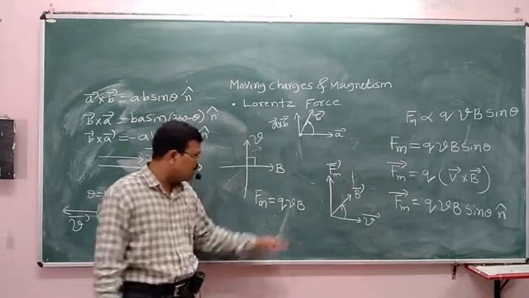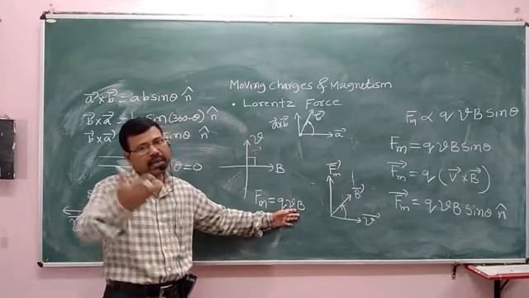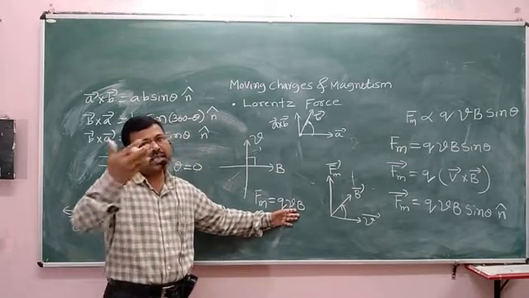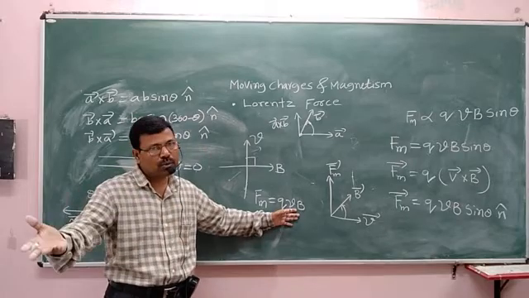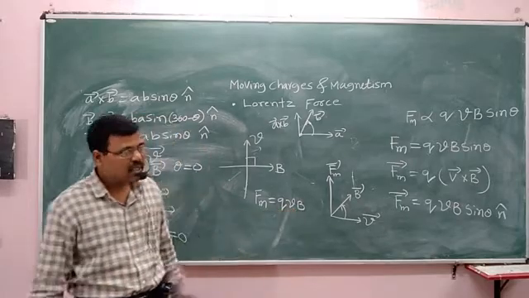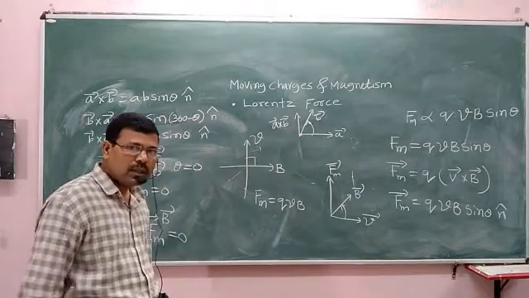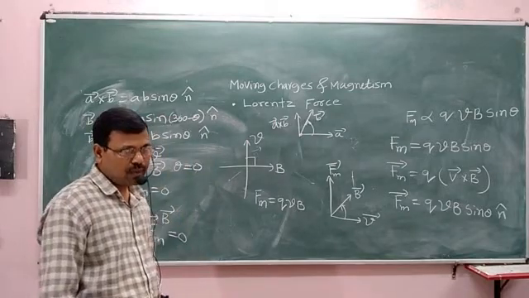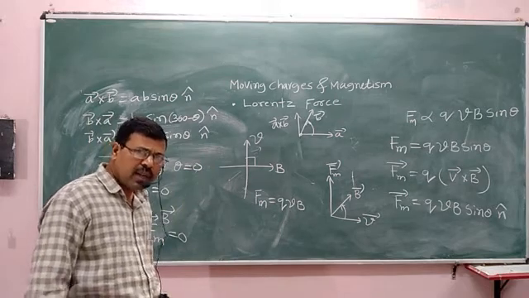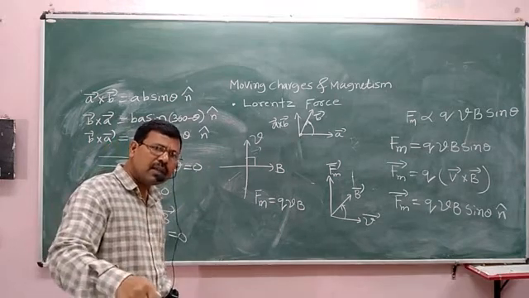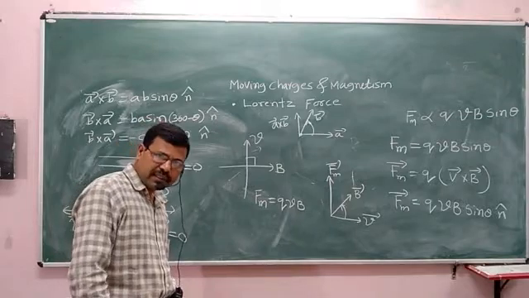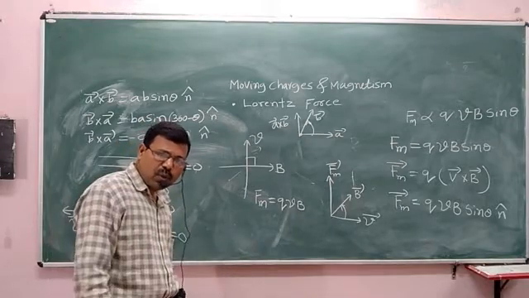So B is the symbol of magnetic field and magnetic field is a vector quantity. Its direction is always from north to south and its SI unit is Tesla. Fine. So this is all about the Lorentz magnetic force. If this charged particle is moving in electric field, what happens to the force?